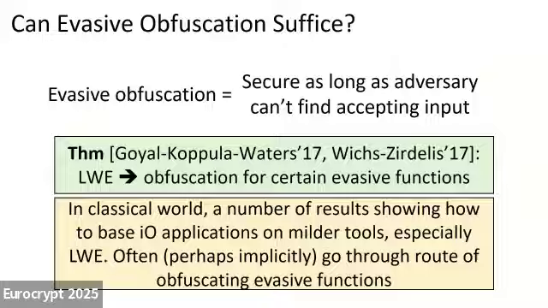And oftentimes these results go through the route, maybe implicitly, of basing security first on evasive obfuscation and then instantiating the evasive obfuscation. So if we could base public key quantum money off of evasive obfuscation, this would be a pretty good step toward actually getting a construction relative to standard cryptography assumptions.